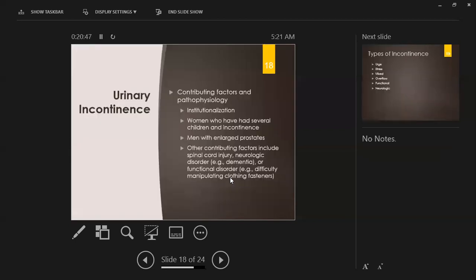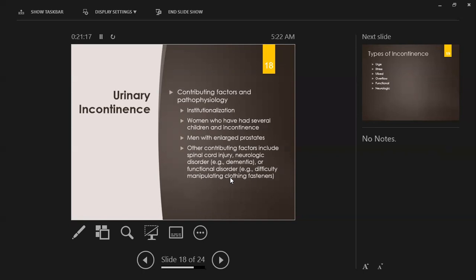Urinary incontinence. There are some contributing factors to urinary incontinence, including just being in an institution like a hospital or long-term care center. We see an increased incidence of urinary incontinence when patients aren't able to get to the bathroom like they were at home, right? They have to push the call light, maybe they have a bed alarm, maybe they have bed rails up, they don't have their assistive devices within reach. So it makes it much more likely that they may have episodes of urinary incontinence.